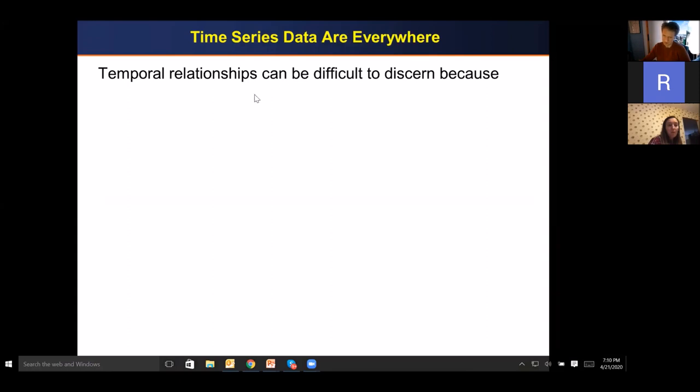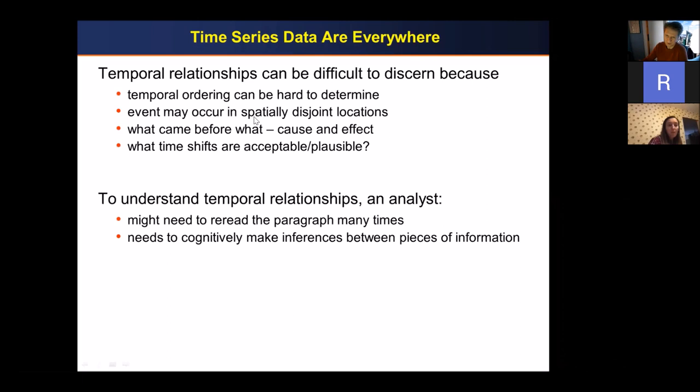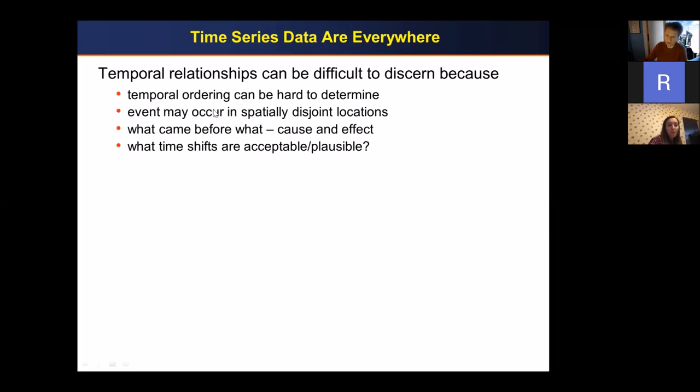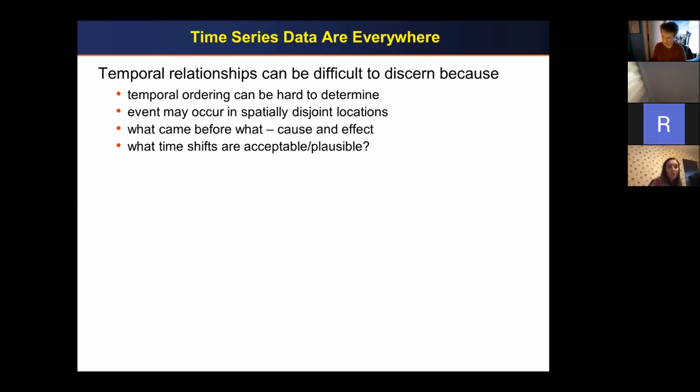People often have trouble with time, because temporal ordering can be hard to determine. You don't really know what happened before and what happened later, especially when events happen in spatially disjoint locations. You don't know if something that happened in Denver had anything to do with something that happened in Chicago 2 minutes later. You don't know if the event in Chicago was really related to the event in Denver or not. And then it depends: is 2 minutes enough for a causal effect, or maybe you need 20 minutes or 2 hours?